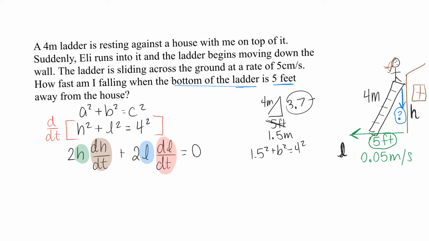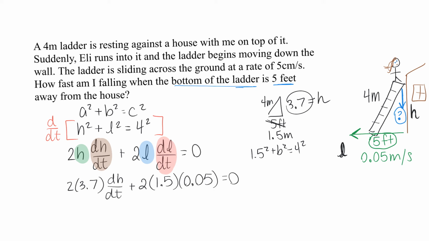Okay, let's go fill these things in. So 2h is 3.7, dh/dt, I don't know, I'm going to leave it, plus 2L. My length, remember, is in meters, 1.5. dL/dt is 0.05, equals 0.